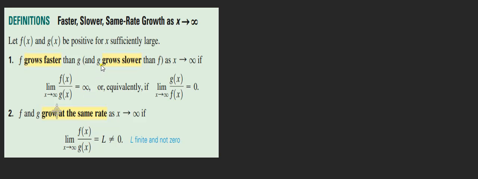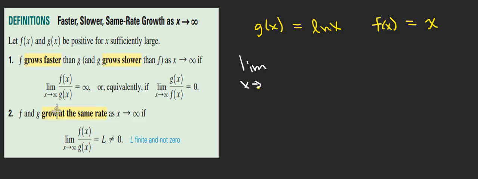And we say that g grows slower than f as x approaches infinity if the limit of g of x over f of x as x approaches infinity goes to 0. And we'll talk more about what we mean by functions growing faster and growing slower. So let's see what happens when we take the limit as x approaches infinity of natural log of x over x.